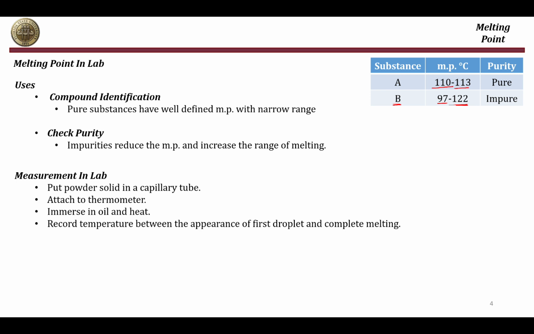and this is basically how we get the range of the melting point. If your compound is pure, then this range will be very small, whereas if your compound is impure and it has lots of impurities, then the range will be high.